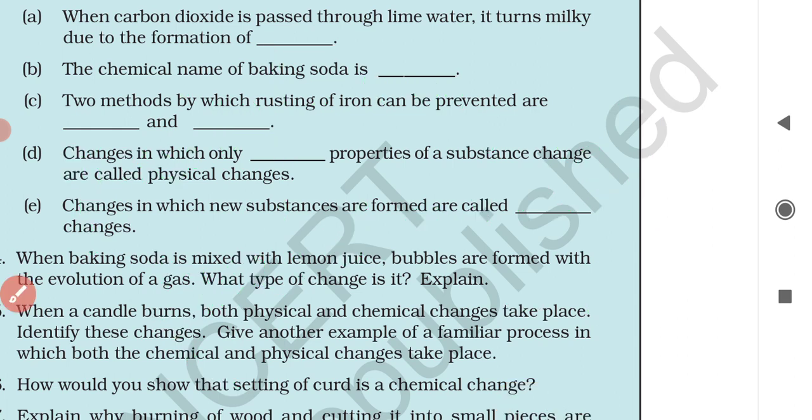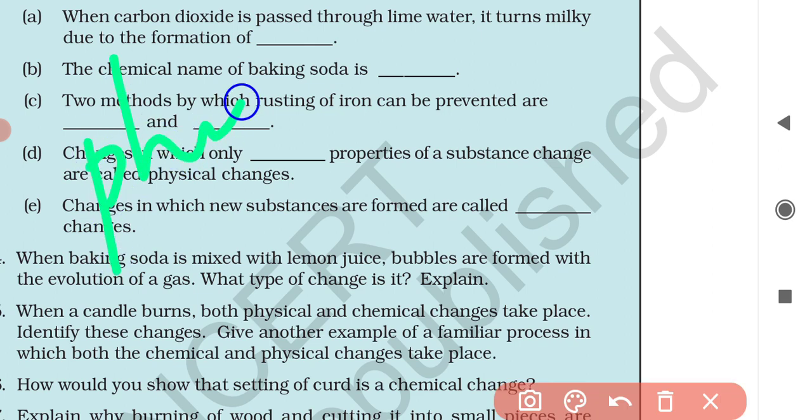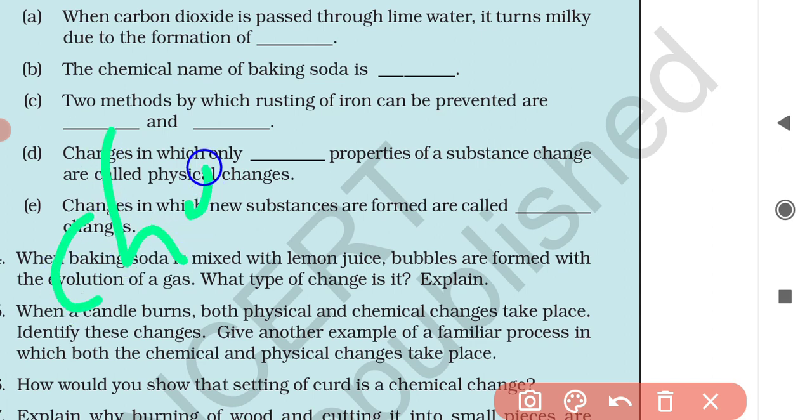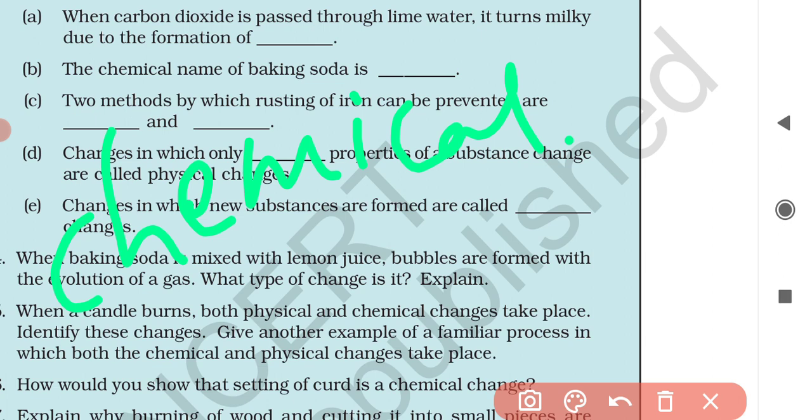Statement D. Changes in which only dash properties of a substance change are called physical changes. You will write physical. Changes in which only physical properties of a substance are changed are called physical changes. And statement E. Changes in which new substances are formed are called dash changes. It is chemical. Changes in which new substances are formed are called chemical changes. Clear?